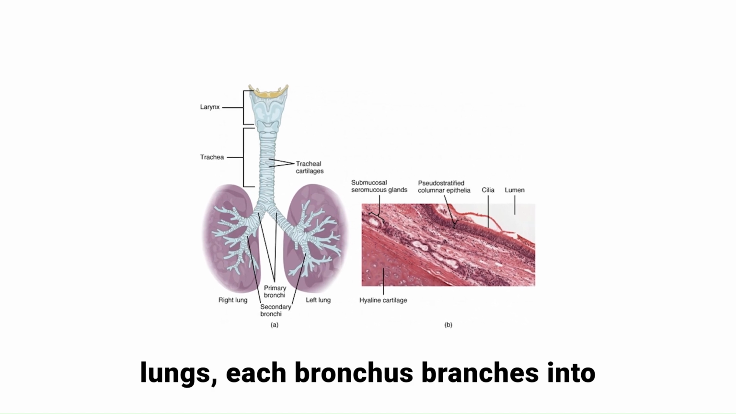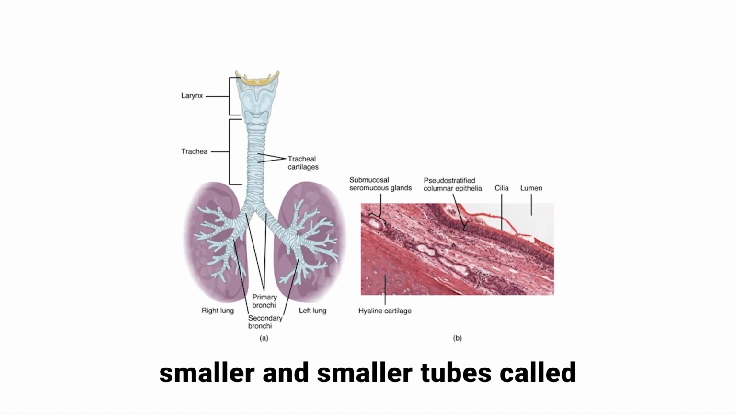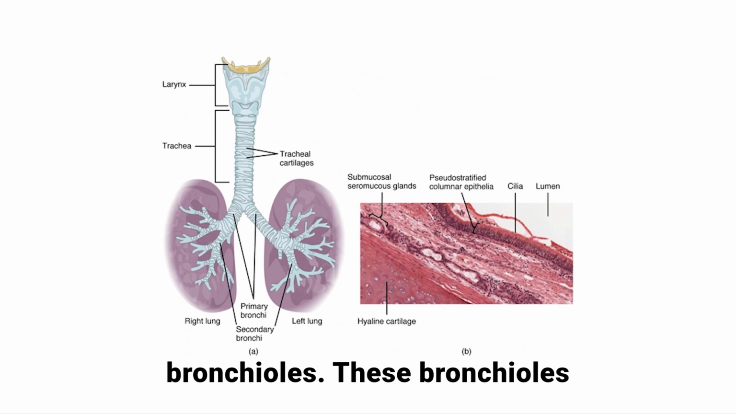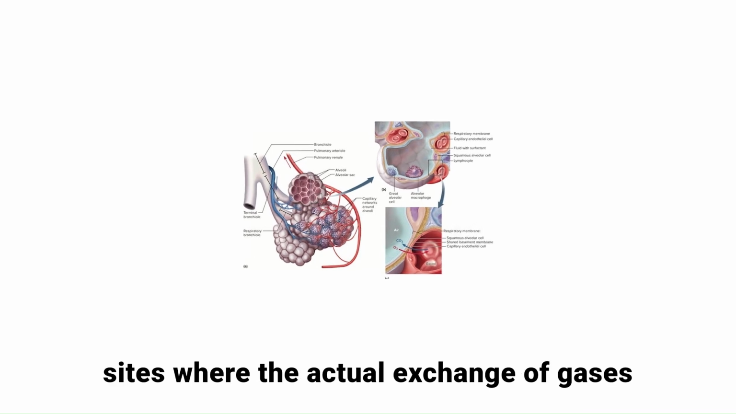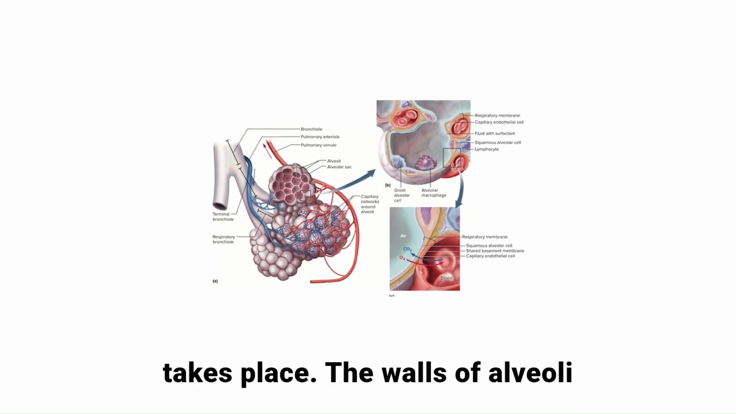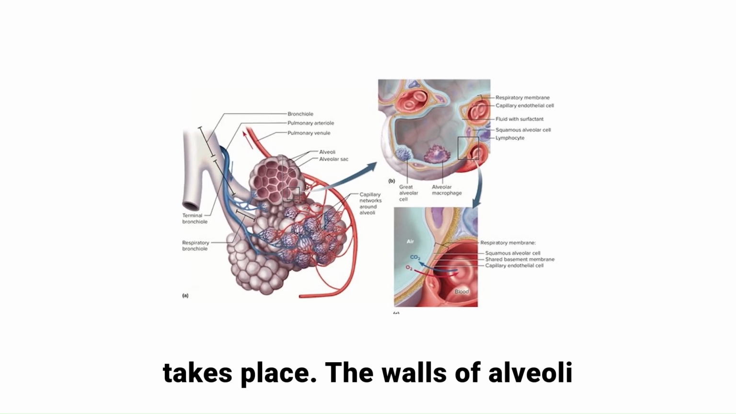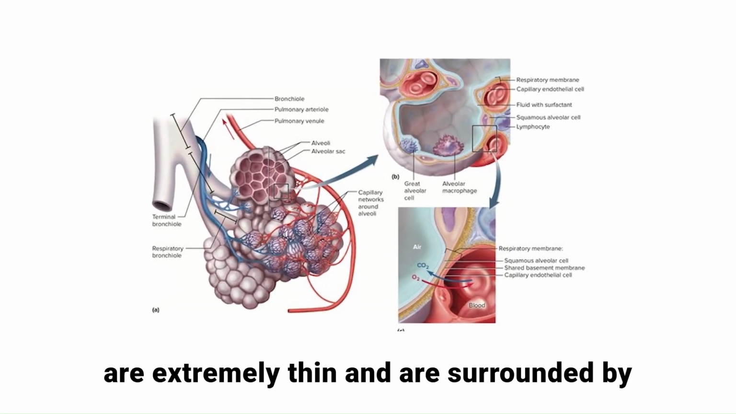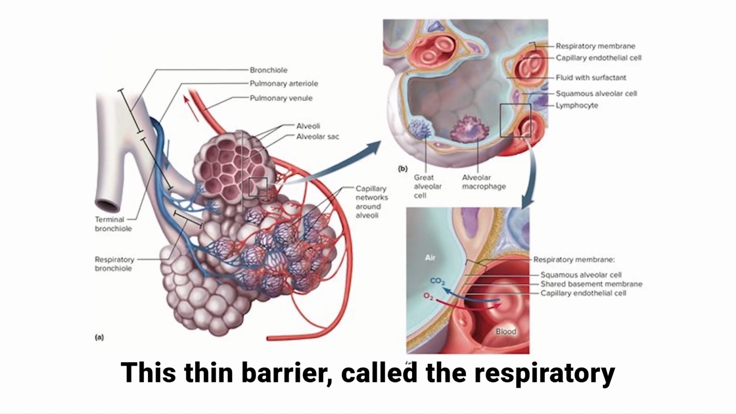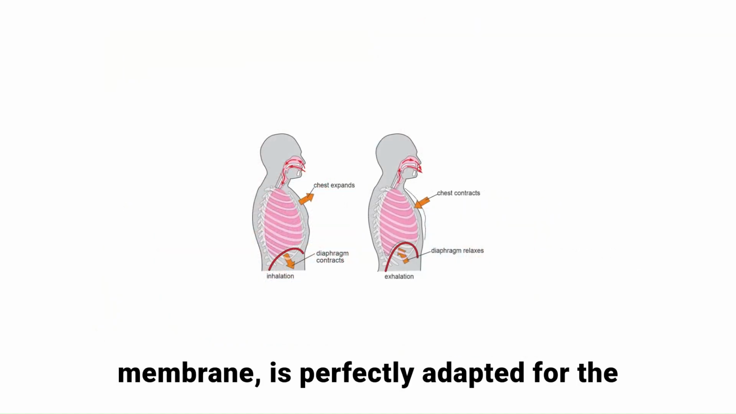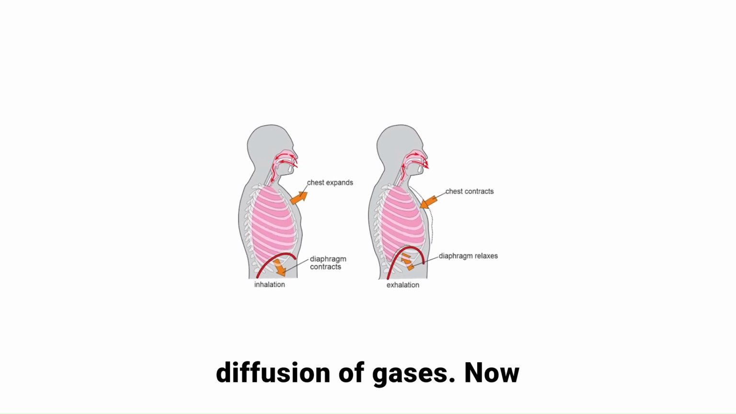Inside the lungs, each bronchus branches into smaller and smaller tubes called bronchioles. These bronchioles ultimately end in tiny air sacs called alveoli. These alveoli are the sites where the actual exchange of gases takes place. The walls of alveoli are extremely thin and are surrounded by a dense network of capillaries. This thin barrier, called the respiratory membrane, is perfectly adapted for the diffusion of gases.